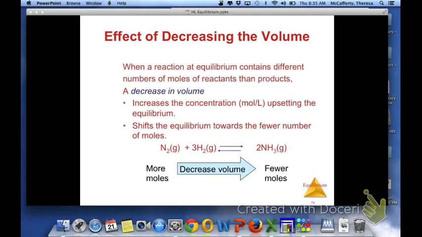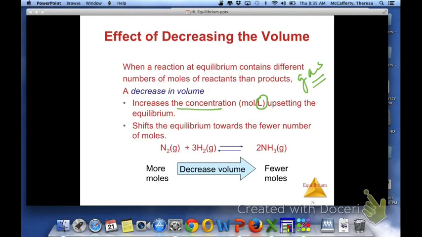I'm going to pause this. How about the effect of decreasing the volume? Okay, so when a reaction at equilibrium contains a different number of moles of reactants than products, and this is in the gas phase, a decrease in volume, remember, you're changing the volume part of the molarity expression. So it effectively increases the concentration of all of your components, and it upsets the equilibrium.